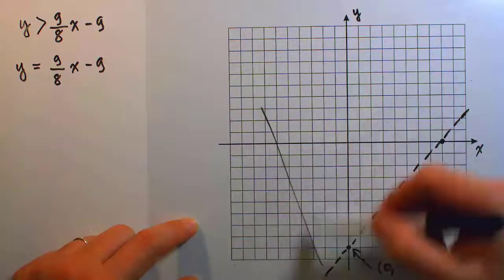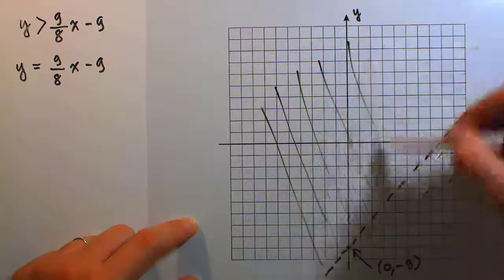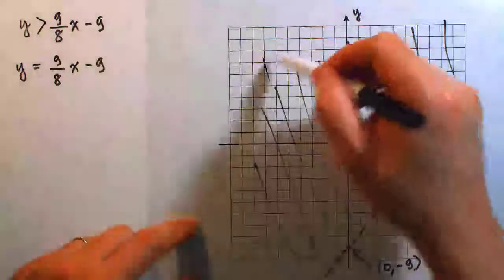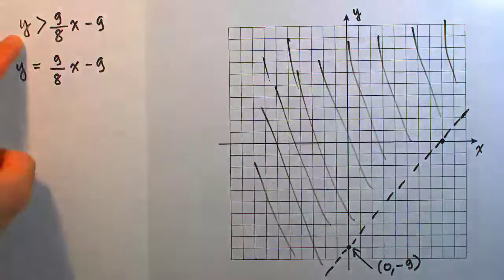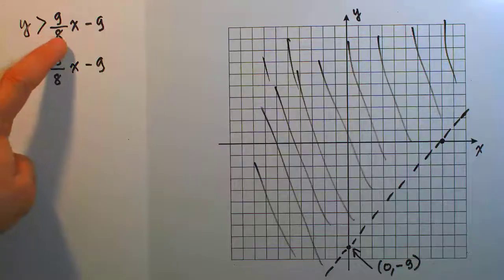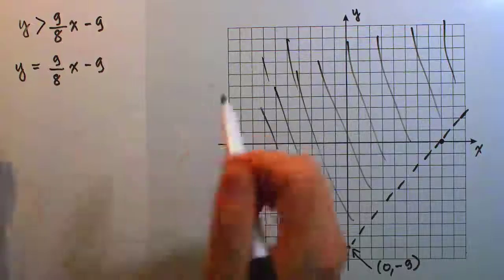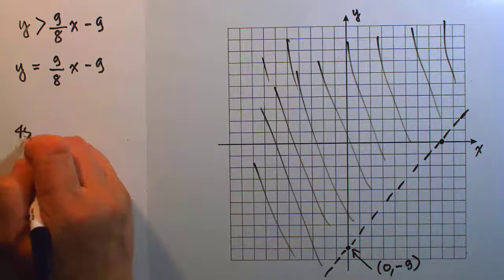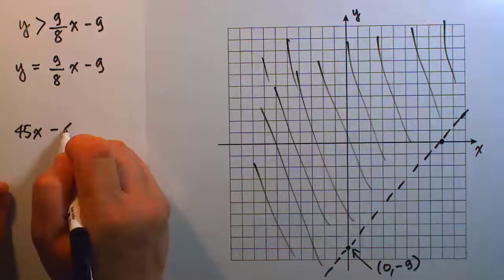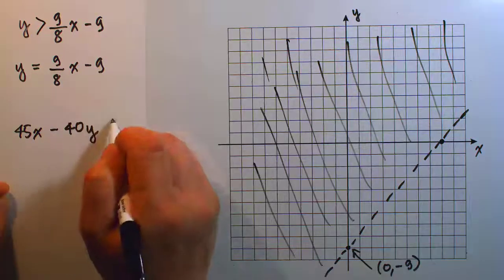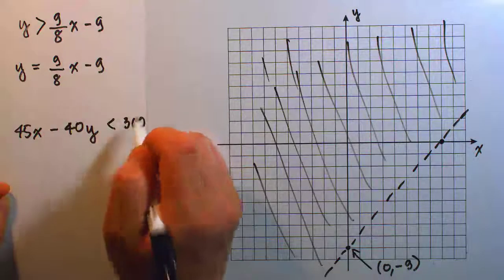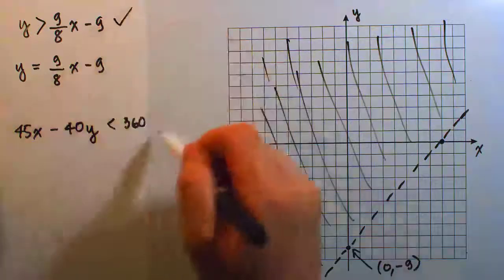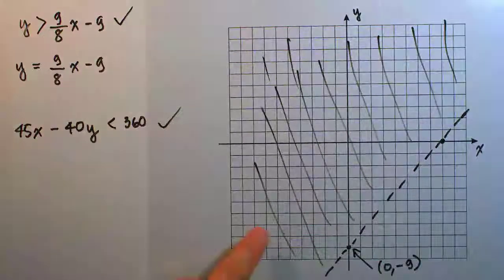So here's our solution. Here's our region indicating the solution of this inequality, y greater than 9 over 8 x minus 9. Or equivalently, this is the same as that equation originally, 45x minus 40y being less than 360. So that equation and this equation are the same, and they all lead to this graph of the solution.